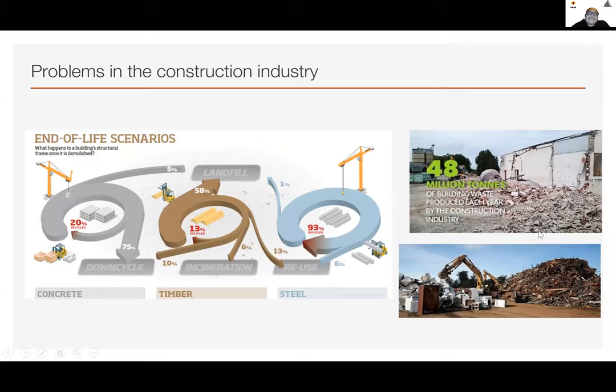Okay, the problems in the construction industry. As mentioned earlier by Stahil, at the moment we are using, as mentioned, the linear economy. Nearly 48 million tons of building waste is produced each year by the construction industry. Sometimes the incinerator cannot cope with all this construction waste every year. If you see concrete, timber, and steel, only a small portion of them can be reused, incinerated, or downcycled. So what happens to the rest of the products?